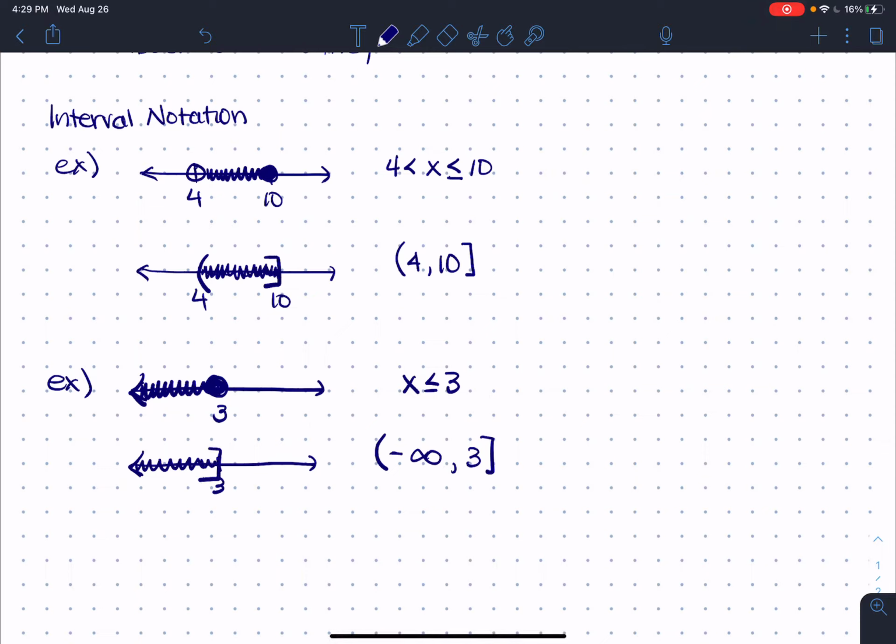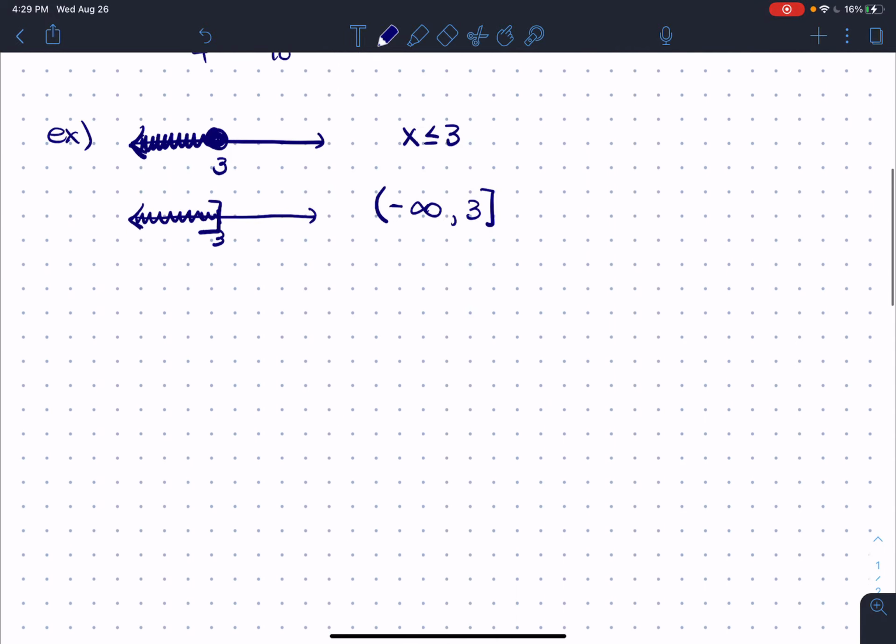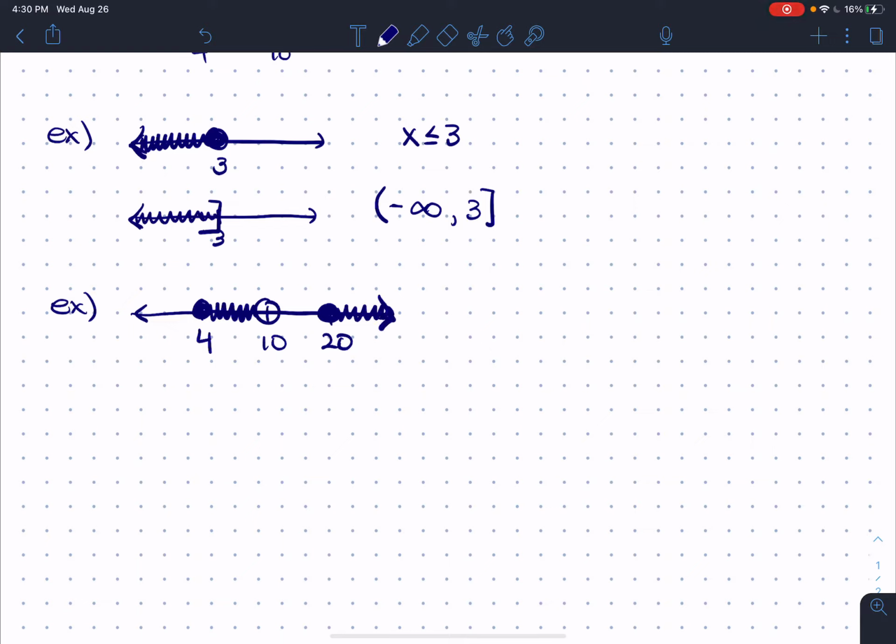So there's that. One last thing that I want to bring up is what happens when there's more than one interval. So what happens when you have, let's do 4, 10, 20, I don't know, just making these numbers up. Let's include the 4, but not the 10, and we'll include the 20. And how about we shade here and here? So what is this going to look like? Well, when you have more than one interval shaded, and you're going to do it as inequalities, it's like two separate problems in one.